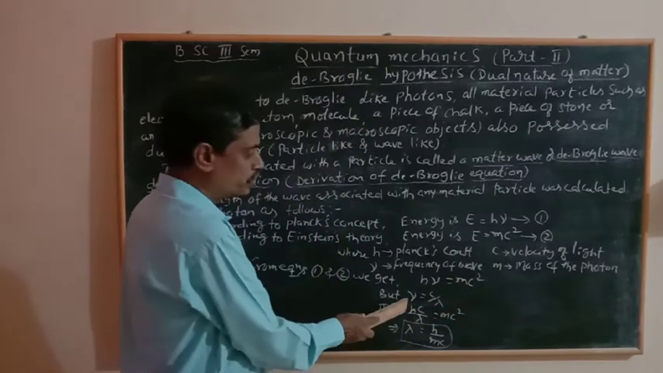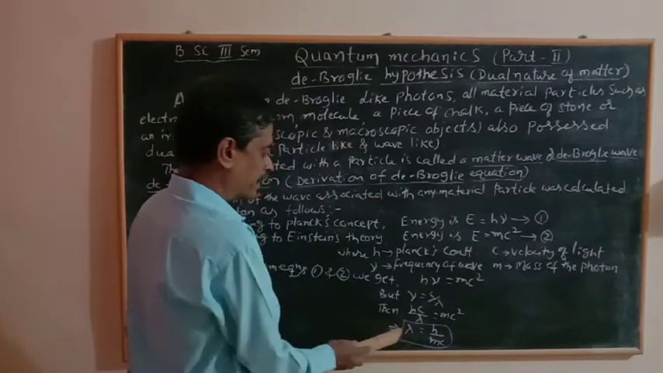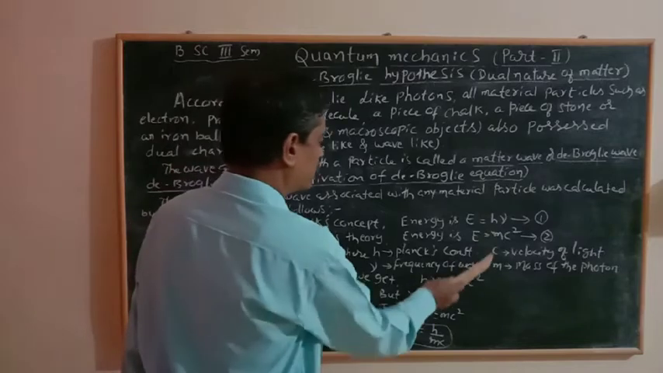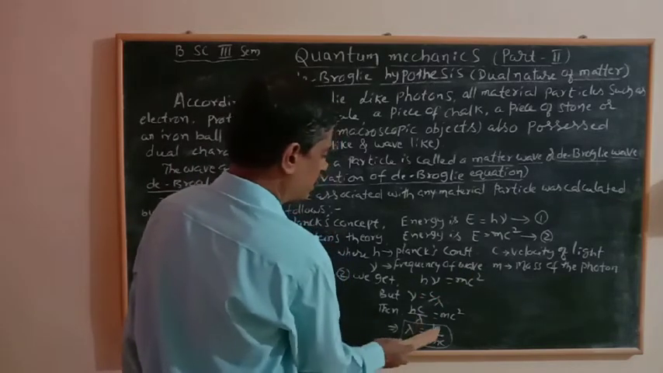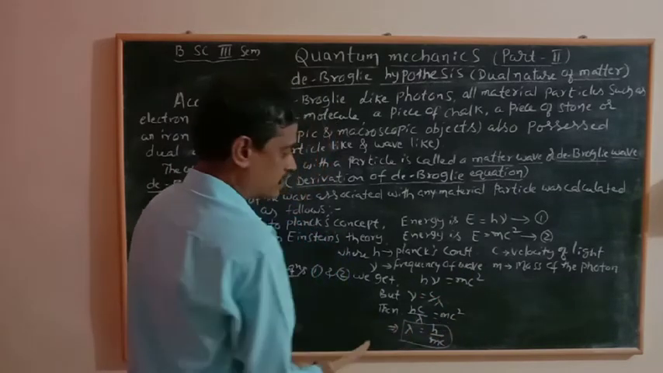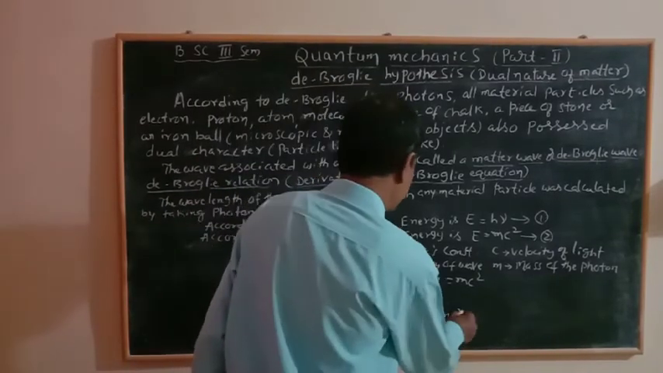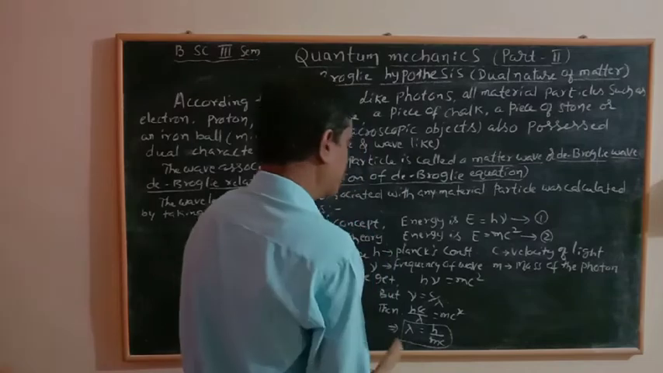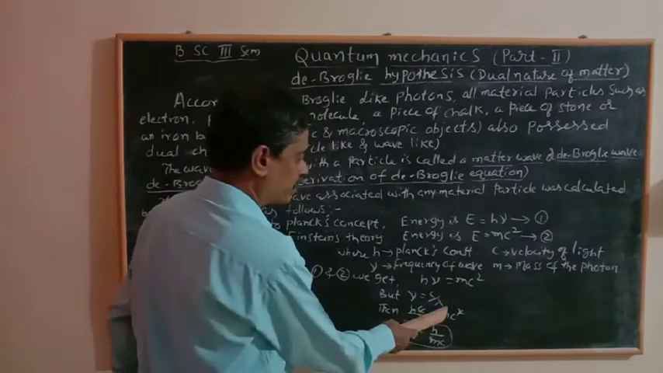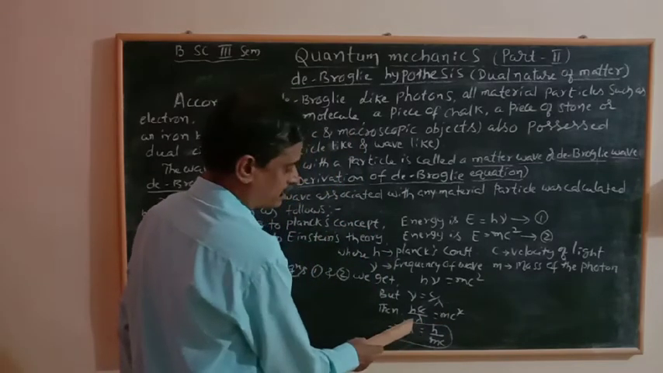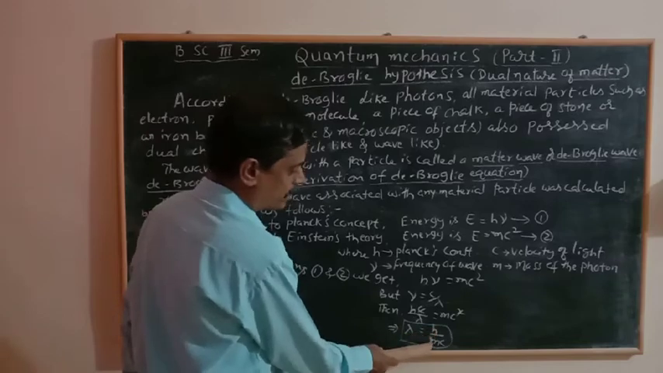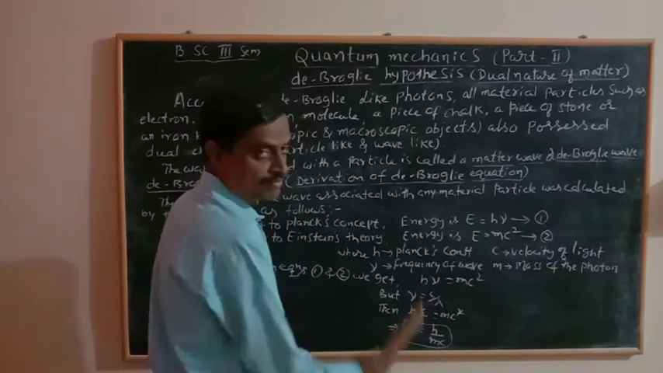But you know that nu is equal to c by lambda. Then we can say that hc by lambda is equal to mc square. In this case, one of the c gets cancelled. Taking lambda to the other side, it becomes h divided by mc. So lambda is equal to h by mc.